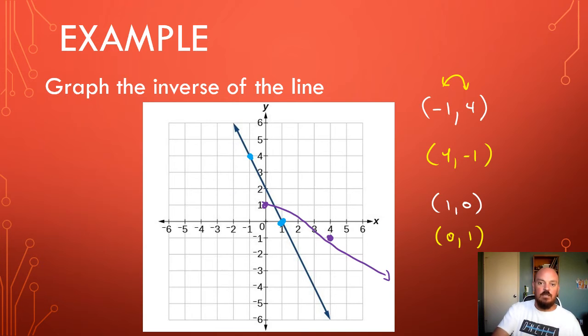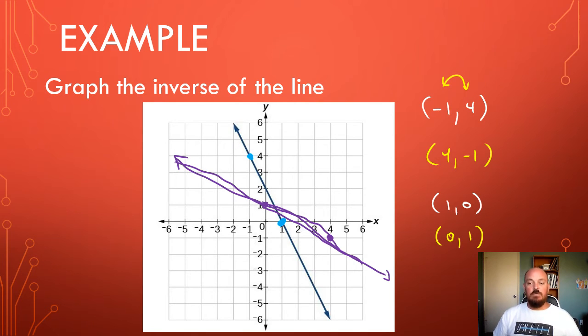Oops, it's not a great line. It's a little bit hard for me to draw lines on the PowerPoint, but you guys get the idea. That purple line right there is the inverse. And I did it by picking any 2 points on the original line, switching x and y, plotting the new points, and then graphing the line.